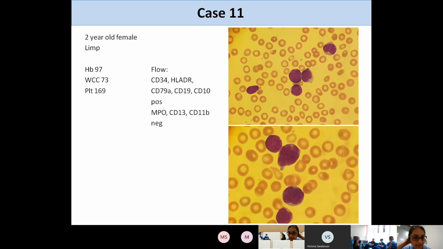We did her flow cytometry, and she was positive for CD34 and HLA-DR, which are immature markers. She was positive for CD79A, CD19 and CD10, which are B-cell markers. And she was negative for MPO, CD3 and CD11b, which are myeloid markers. So she has large agranular blasts, doesn't have much else, and she's typing for B cells, immature B cells. So this is a case of B acute lymphoblastic leukemia, and it's a nice example of medium to large agranular blasts.